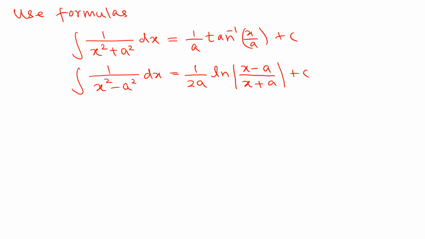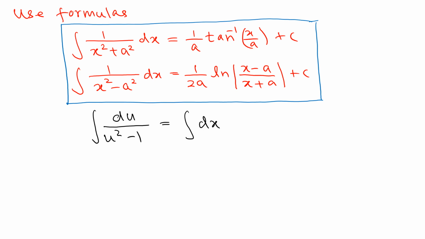Okay, so let's use these two. This is the second one, and we can write the solution like this. We have du/(u squared minus 1). In this case, a = 1. So if you plug that into the formula, you get 1/2 ln|(u - 1)/(u + 1)| = x + c.